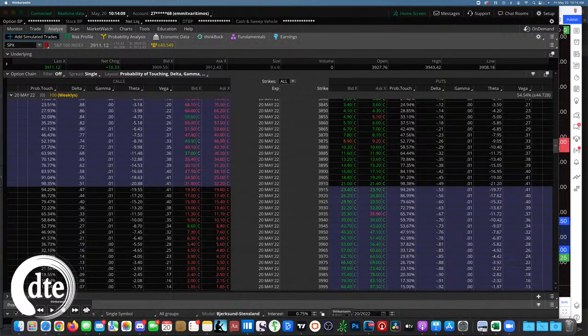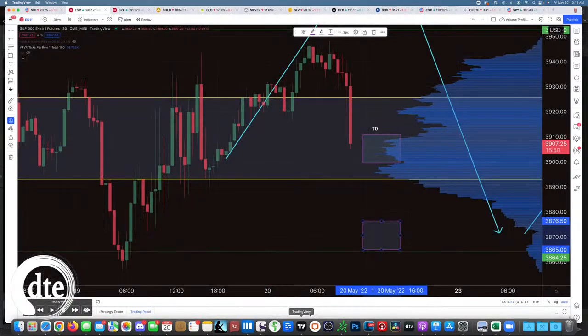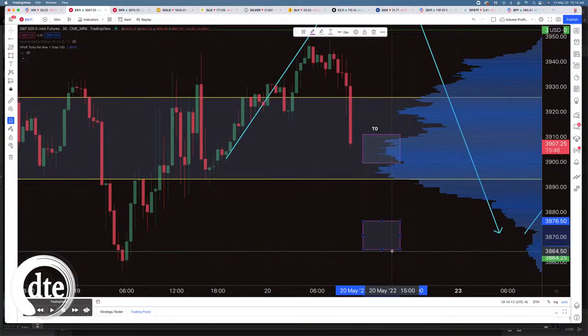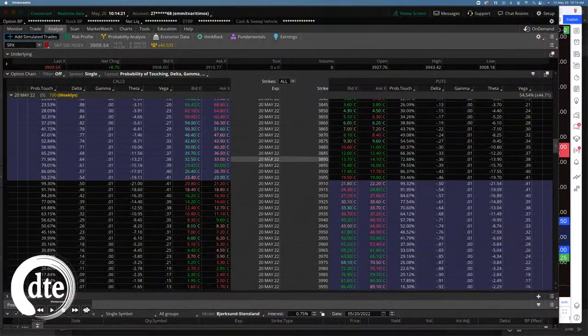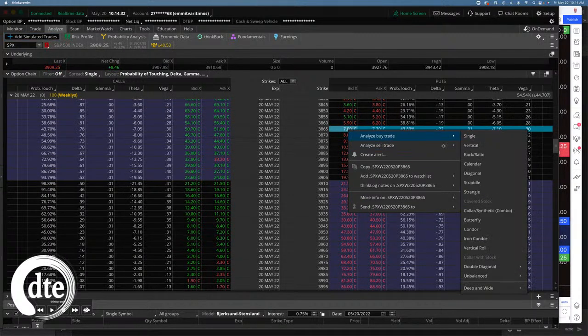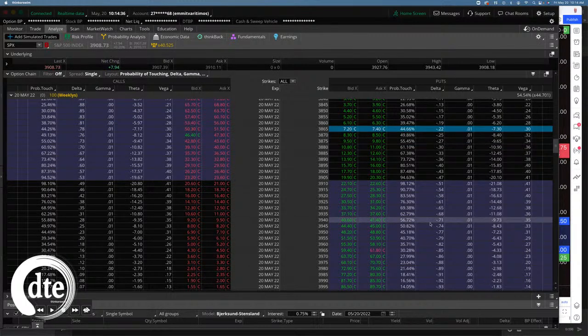Now, the other target that we have down here at 38.65, let's take a look at that, and we'll put a strategy there. Because it's further away, we can do a little bit more analysis. But 38.65, and we'll create a butterfly. We'll make this 25 wide.